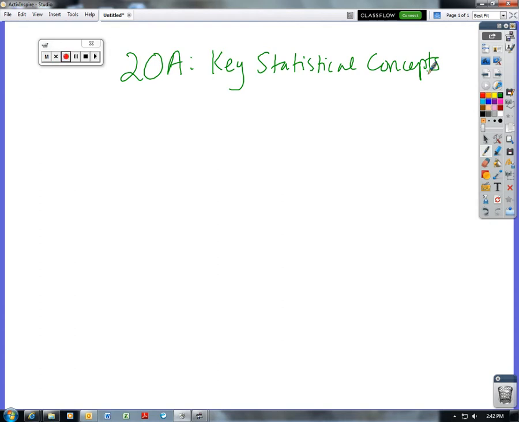So first of all, we have population, and that's the entire collection that you're interested in studying. The entire collection. So like if you wanted to know something about all of the high school students in the Matanuska Valley, that would be the population. Every single high school student in the entire valley would be the population.